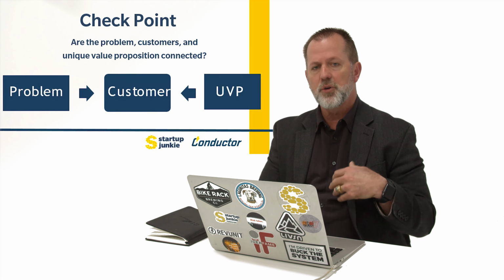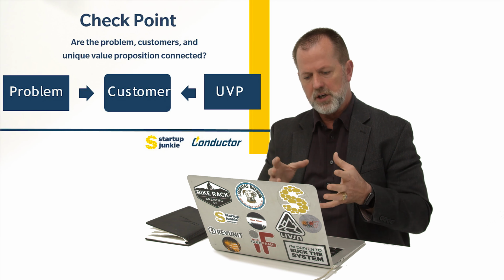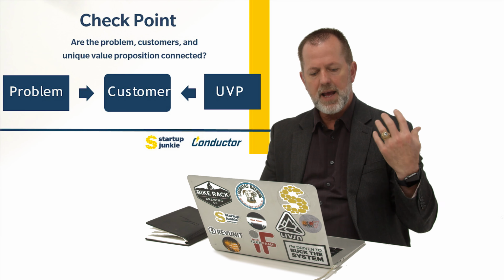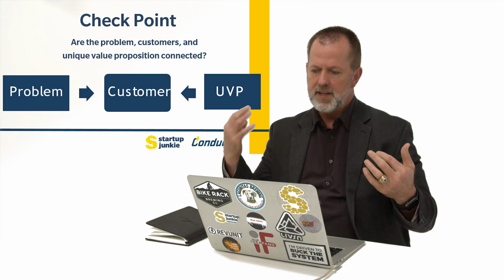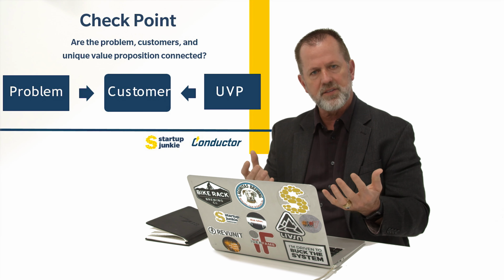So the checkpoint, as you go through it at this point, you want to make sure that you've got alignment between your problem, your customer, and your unique value proposition. There should be a symmetry there. So you've got to ask yourself, is this a problem that these customers really care about? And is my unique value proposition something that's going to resonate with them? Is it going to make sense to them?